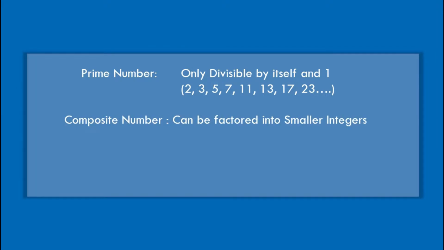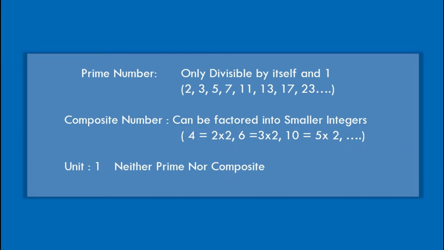And what about composite numbers? A composite number can be divided into factors, like 4 we can divide into 2 times 2, 6 we can divide into 3 times 2. So if it has factors other than itself and 1, then we call it a composite number. And the number 1 is neither prime nor composite, it's just a unit number.